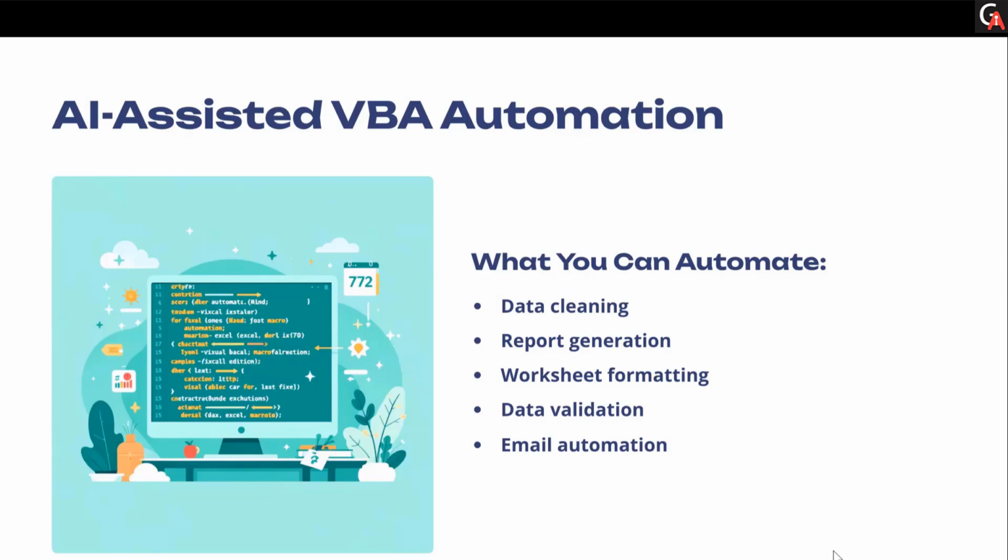Now, let's try to understand how VBA and ChatGPT work together. ChatGPT does not connect directly to Excel. Instead, we use ChatGPT as a VBA code assistant. The steps are very simple. You explain your requirement to ChatGPT, and ChatGPT generates VBA code for you. You copy and paste the code into the Excel VBA editor, then run the macro, and your task is automated. Now let's implement this practically.